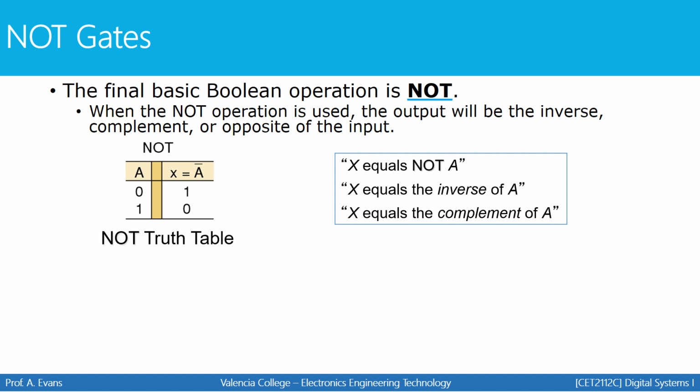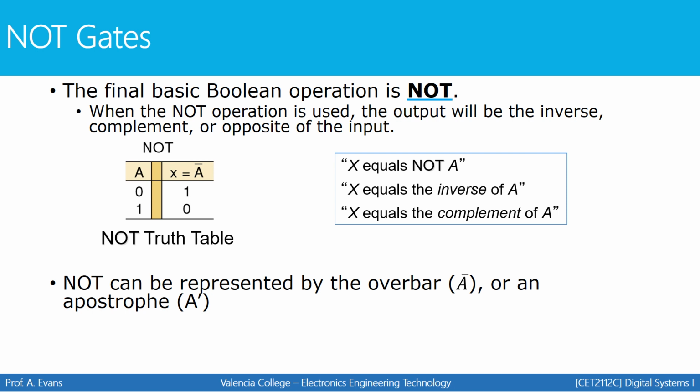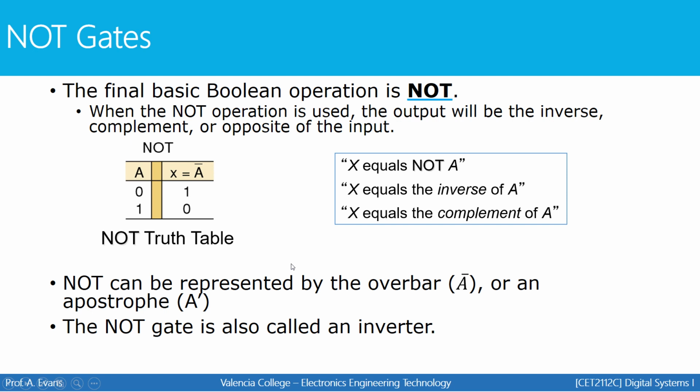And when we read it, or when we discuss it out loud, we could say a number of things. We could say that x equals NOT A, x equals the inverse of A, or x equals the complement of A. All of those are equivalent statements to describe the idea of the NOT gate. NOT can be represented two ways, either by the overbar, which you'll see right here and in the diagram, or you can always use an apostrophe to represent the idea of NOT.